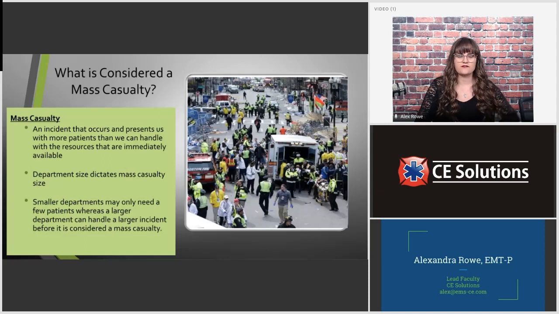So to start this off, guys, what is considered a mass casualty? As we know, any type of event that has the potential to produce multiple people who are injured would be considered a mass casualty. But who really puts the number on how many casualties count as an actual mass casualty?